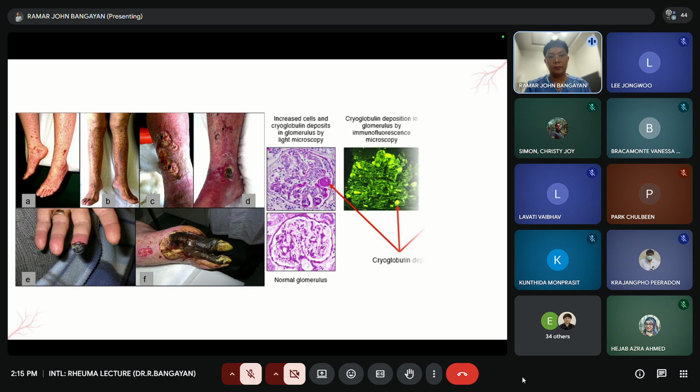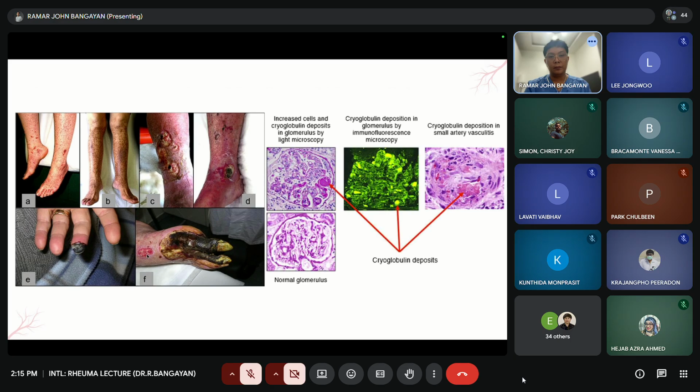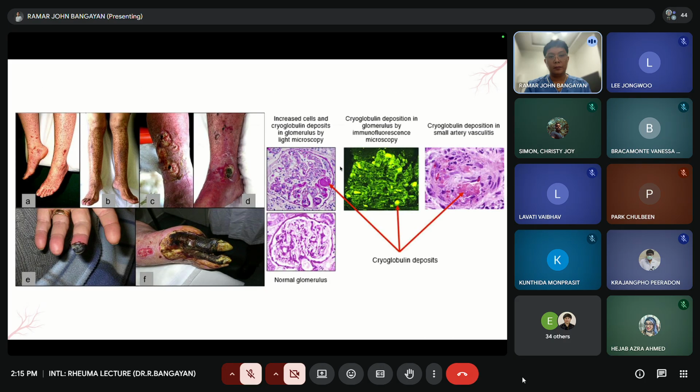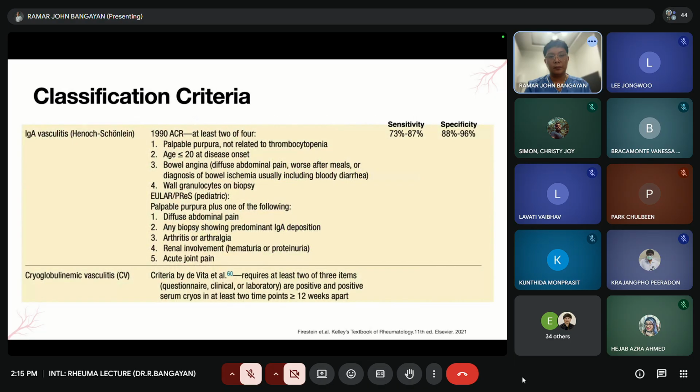So these are the palpable purpura in your cryoglobulinemic vasculitis, but it can also present as ulceration and ischemia. Okay? And then biopsy is very important to identify cryoglobulin deposits. They are like giant cells in your cells. So, on this part, biopsy is very important.